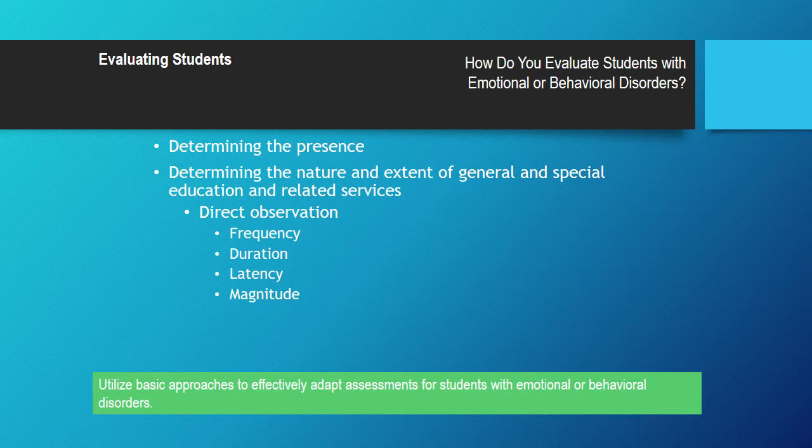How do we evaluate students with EBD? Firstly, we need to look for the cues as discussed previously, then determine the nature and extent of general and special education and related services, and also carry out a direct observation of the behaviors: what is the frequency of occurrence, what is the duration, how long it lasts, is there any latency present, and what is the magnitude. Also, we need to see the settings in which it is occurring. Is it across all settings or just one setting?